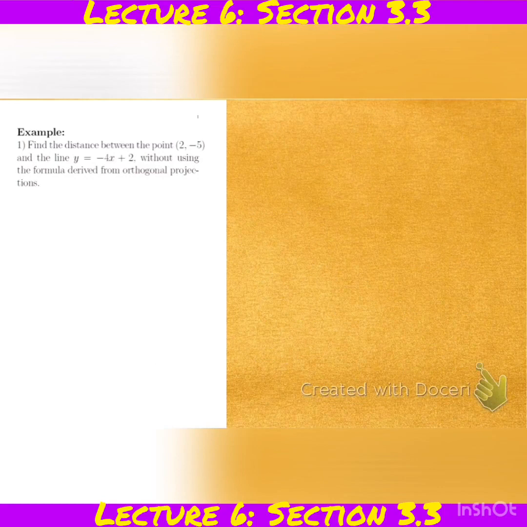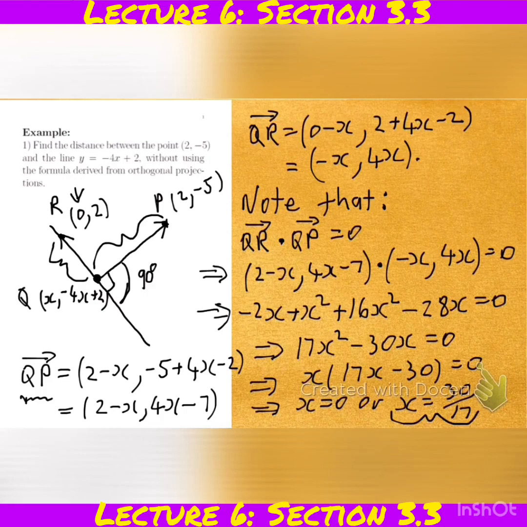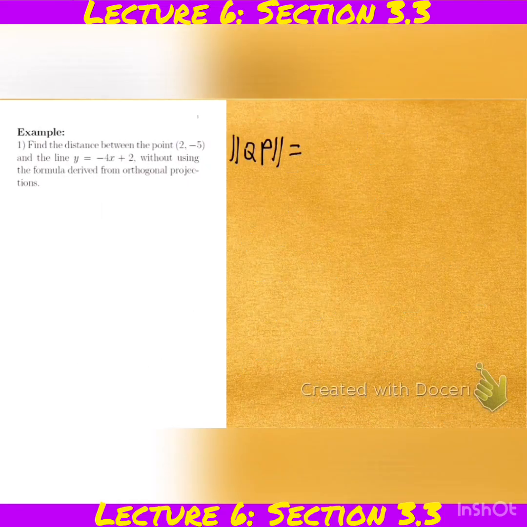So now what is it that we want? We want the norm of the vector QP, because that is the distance. If you go back, that is that distance there. So we want the norm of that vector. The norm of QP is going to be the square root of the x component squared plus the y component squared.